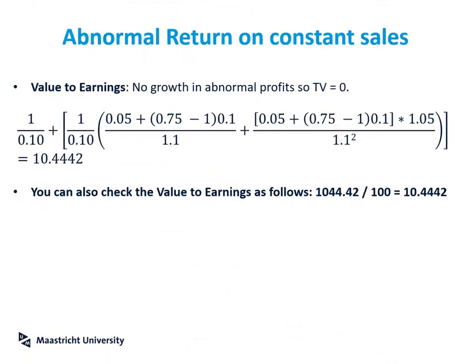Where then if we look at the value to earnings model, again, a similar situation as what we saw with the abnormal profit growth model. There is no abnormal profit growth in this case, so the terminal value here in the value to earnings model is also going to be equal to 0. And in terms of value to earnings ratio, what we have is the permanently capitalized next year's profit, so the 1 over the 0.1, plus the abnormal profit growth over the forecast horizon.